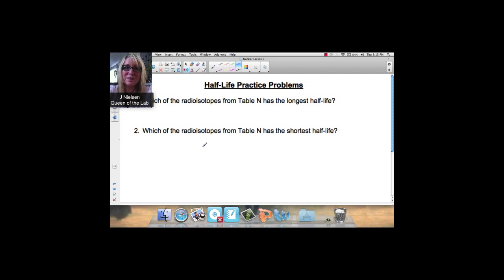Which of the radioisotopes from table N has the longest half-life? Well, if you look at table N and you look up and down, you see some are in years, minutes, days, seconds, milliseconds. So the longest would be uranium-235 with a half-life of 4.49 times 10 to the 9th years. I didn't see anything bigger than this when I looked at it. Shortest would be calcium-37, and I recorded that as 182 ms, which is milliseconds.